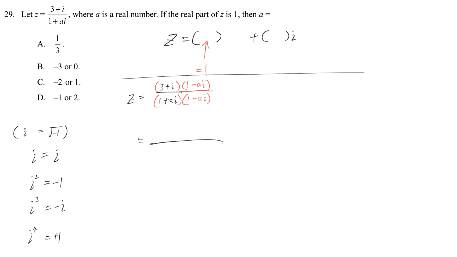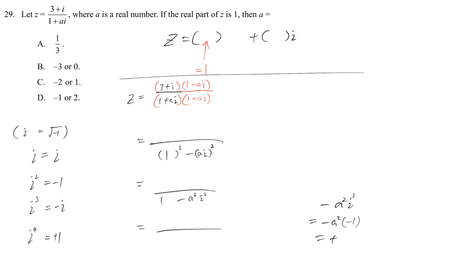For the denominator, we have something squared minus something squared from the identity. The first item is 1, the second item is ai. So we have 1 minus a squared, i squared. And beware that the nature of i squared will be replaced by negative 1. So minus a squared times i squared will become plus a squared below. So we have 1 plus a squared below. I think this is good enough because no more i below, and then I can separate the fraction into real part and imaginary part later on.